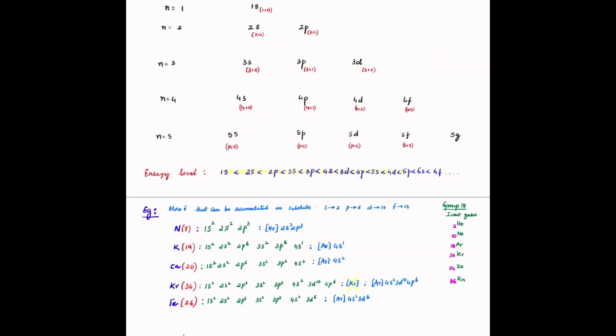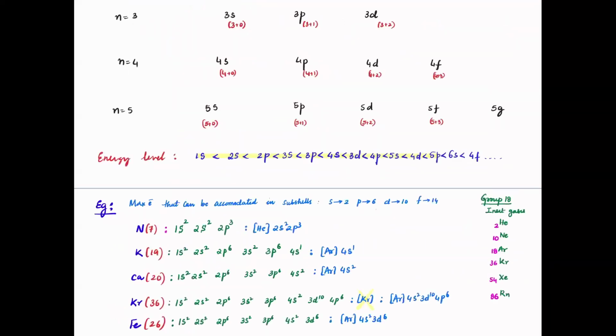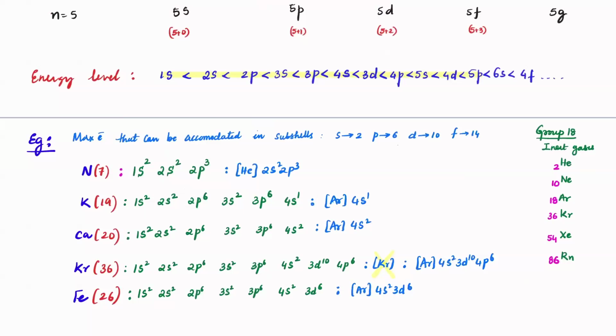Good. Sir, can I write that group 18? Sure. Which one? Group 18, inert gases. Yeah, write it down. Thank you, sir. Good.